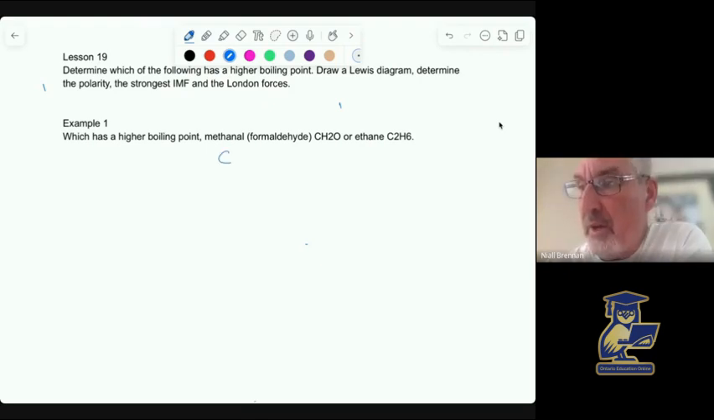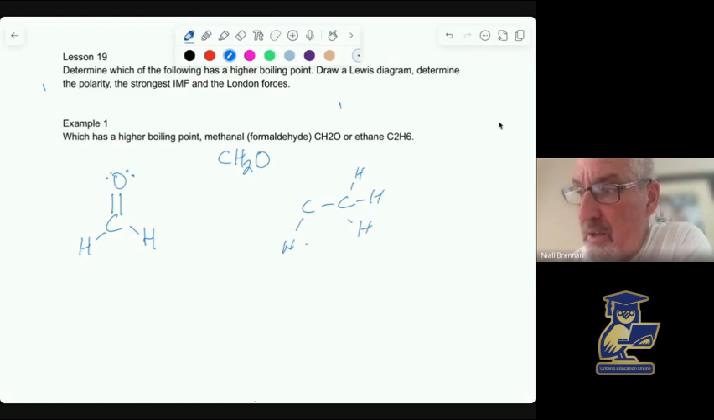So methanol, CH2O, and ethane, C2H6. Let's start with methanol. Carbon goes in the middle. It's got 4 bonds to create its octet, and oxygen is going to have a couple of lone pairs to give its octet. And here's ethane: 1 carbon-carbon single bond, and single bonds to each of the hydrogens.